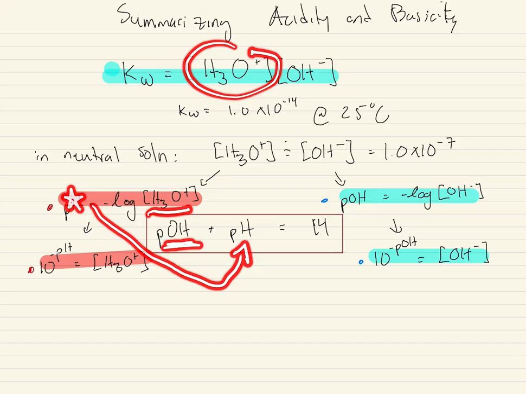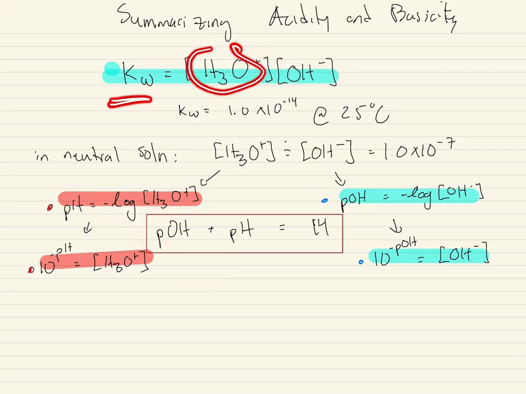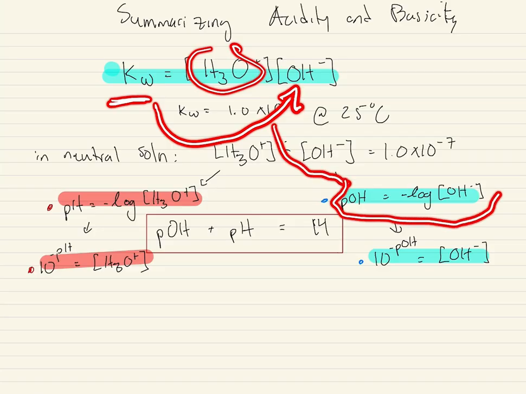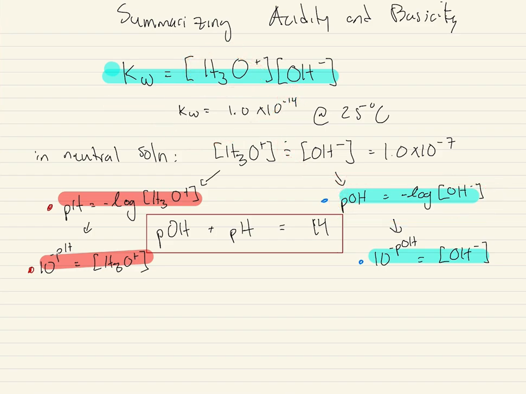Or, if I'm given the H3O plus concentration, I can use my relationship for Kw to find OH minus, then use that in my equation for the pOH to find the pOH directly. No matter which way you do this, they will always give you the same answer.